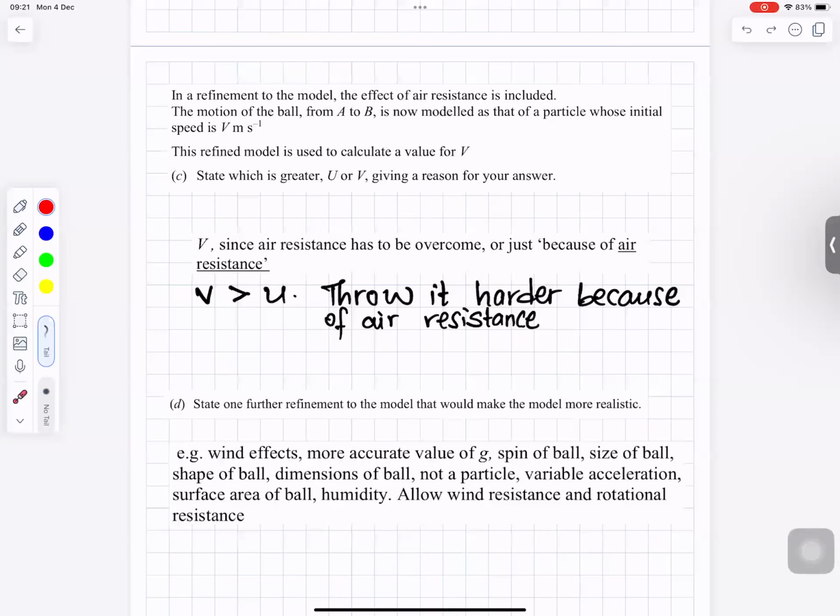In a refinement to the model, the effect of air resistance is included. The motion of the ball from A to B is now modeled as that of a particle whose initial speed is v meters per second. This refined model is used to calculate a value for v. State which is greater, u or v, giving a reason for your answer. V, just because of air resistance. So V is greater than U. That means you have to throw it harder because of air resistance. When there's air resistance, you have to throw it harder.